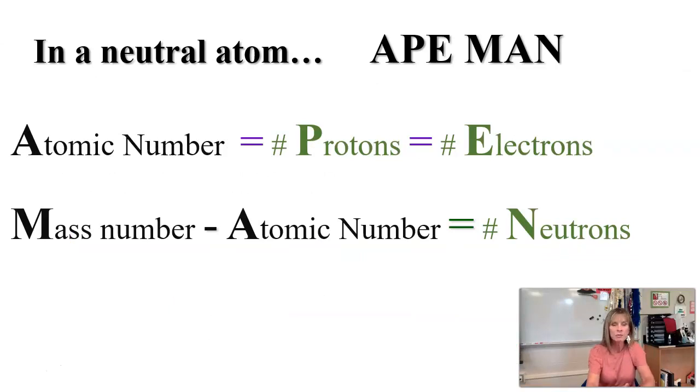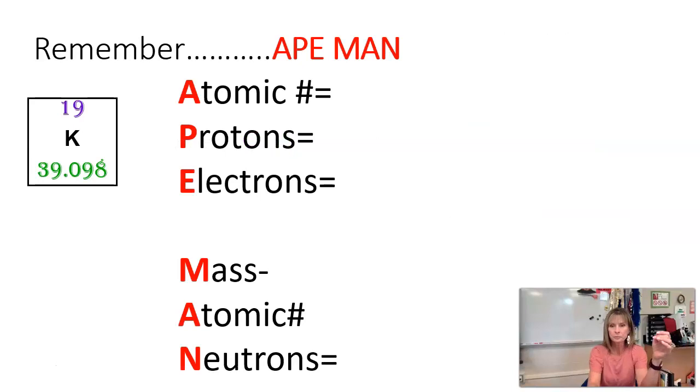In a neutral atom, you may have learned APE-Man. I love APE-Man because it's so helpful. APE is atomic number equals protons equals electrons. What that means is the atomic number you see on the periodic table is equal to the number of protons, and in a neutral atom, protons equal electrons. Man is the mass number, that rounded number, minus atomic number. That gives me the neutrons. So I can find protons, electrons, and neutrons just from that box on the periodic table. So let's remember APE-Man and think about what we have here.